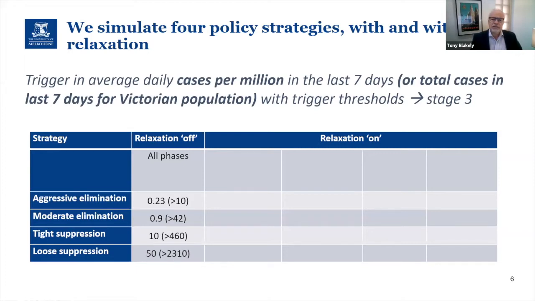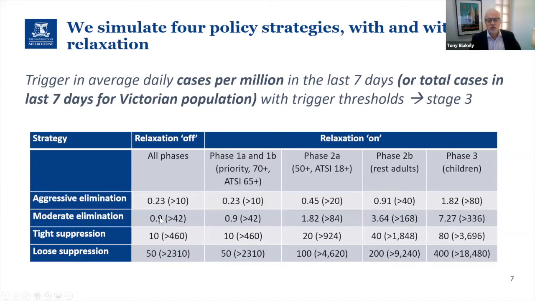Now, if we put the relaxation switch on, then these relax. So if you look at moderate elimination, you can see we start there in phase 1, we relax in phase 2A, relax more in phase 2B, each time it doubles until we get to that sort of threshold. So by the time in tight suppression you're down here, you'll notice that these triggers are much the same as what loose suppression was at the beginning. So that's what the relax switch is about.